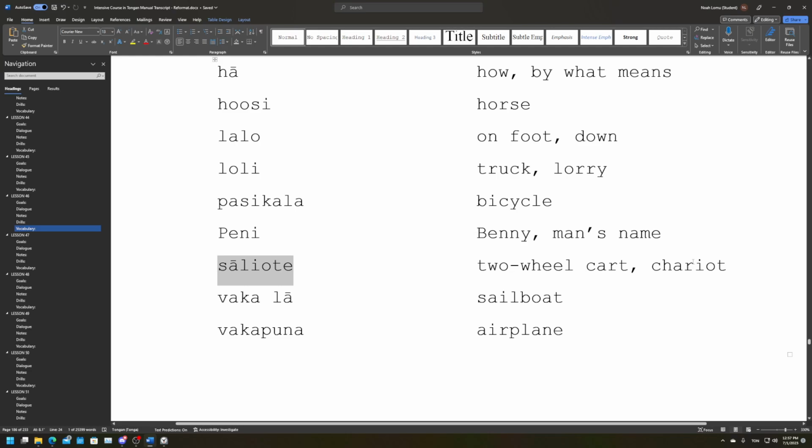Saliote is two-wheel cart. I also added chariot. This is something I added because it's nice to know what the English word it came from is. Bacala. This isn't a word I would have heard very often, and I wasn't like, oh, interesting.